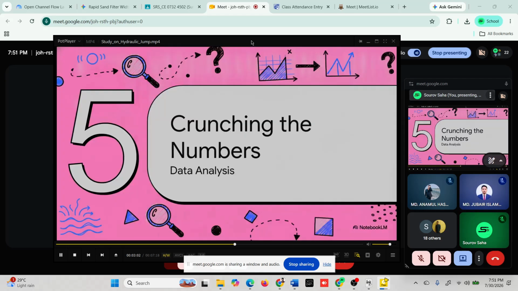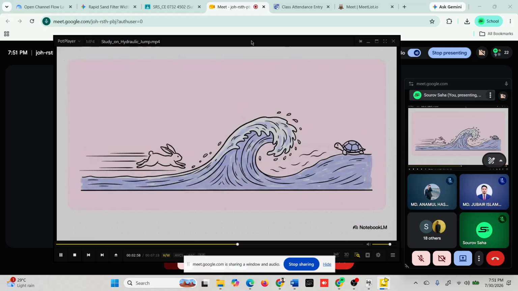Let's dive into Section 5, Crunching the Numbers, and solve this math mystery. Comparing our before and after states reveals a pretty dramatic shift. If we look at the demo data from the lab manual, our initial depth, Y1, was just 4.1 centimeters. But it was rocketing along at a velocity of 91 centimeters per second.